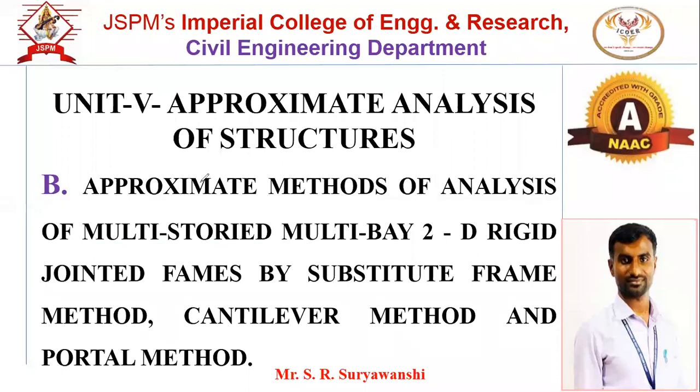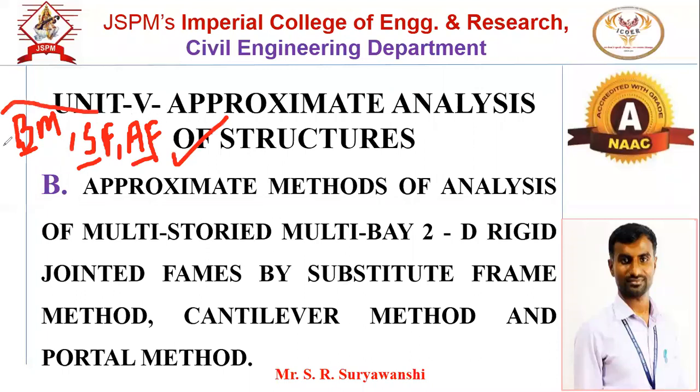What parameters do we have to find out in the analysis? Mostly we are dealing with three parameters. First is the bending moment. Then we have to find out the shear force. Then we have to find out the axial force. These are the three parameters that we have to work out using these three methods. When to use which method, we will discuss in detail. Currently, try to remember that approximate analysis is performed to get parameters like bending moment, shear force, and axial force.